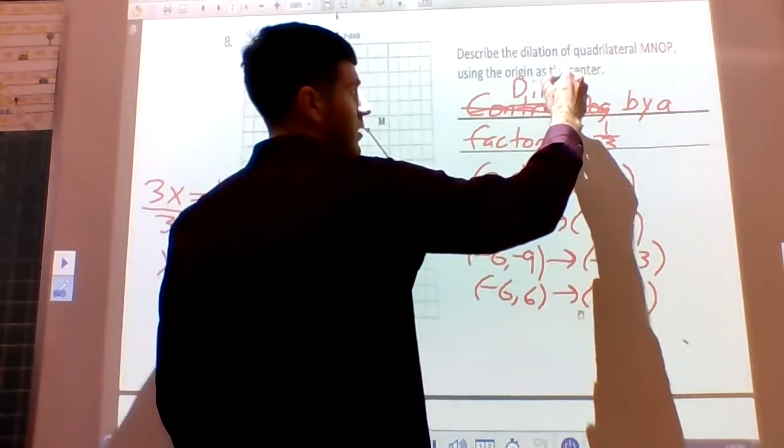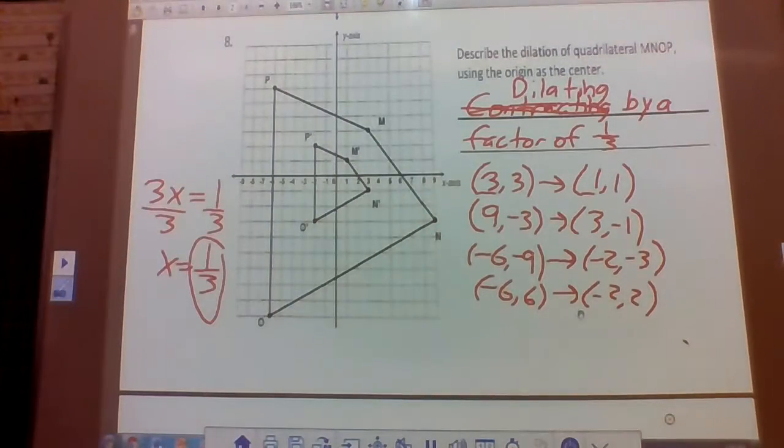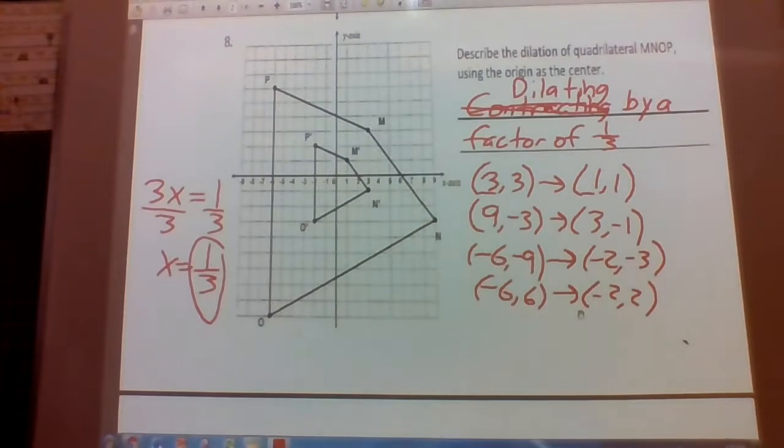We're really contracting by a factor of 3, maybe. I'm not sure on the terminology there. Because contracting implies that you're getting smaller. So are you really contracting by a factor of 1/3, or contracting by a factor of 3? You're dilating by a factor of 1/3. I think it would be contracting by 3, right? So we're going to go with dilating by a factor of 1/3, because our scale factor is 1/3.